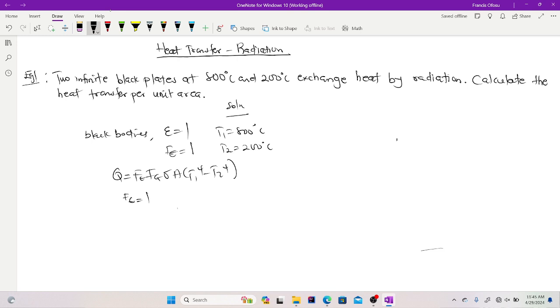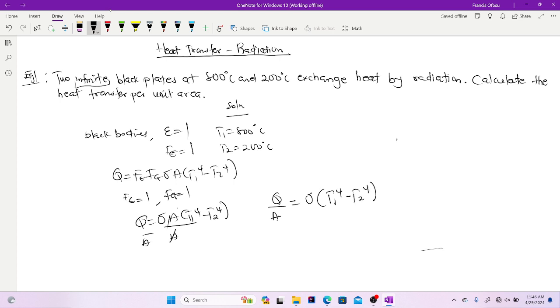Now let's come to our Fg. We are dealing with two infinite black plates, and the moment we say infinite, that means our view factor is also 1. So our Q becomes sigma A (T1 exponent 4 minus T2 exponent 4). But we have no information on the area, so we can just divide through by area. Then we get Q over A, our heat transfer per unit area, equals sigma (T1 exponent 4 minus T2 exponent 4).